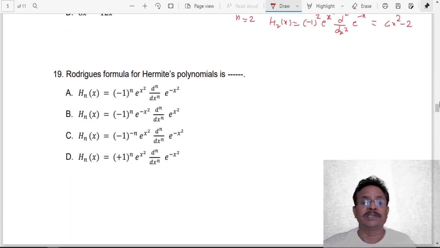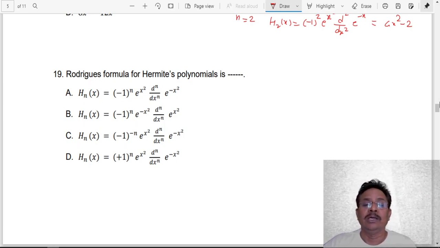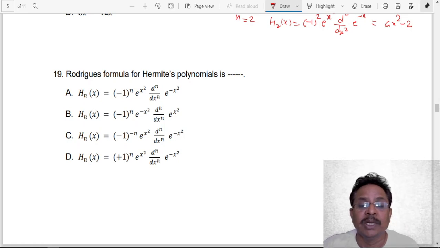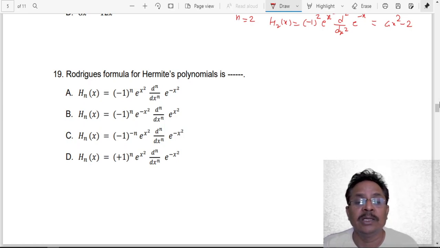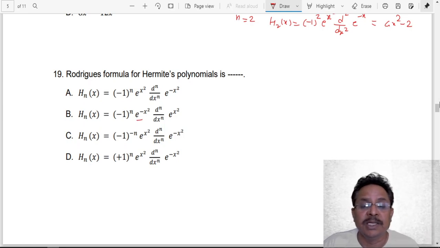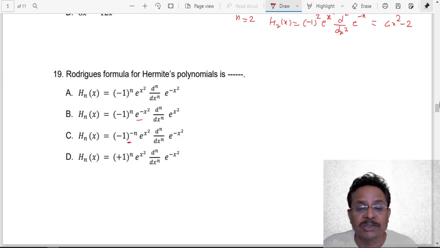Question number 19 is the Rodrigues formula for Hermite polynomials, which we have just now used. So it is Hn of x is equal to minus 1 raised to n into e raised to x square multiplied by d raised to n upon dx raised to n into e raised to minus x square. Out of the options here, this one has minus 1 raised to n, e raised to minus x square. Okay, this is a change in this case. This is e raised to x square into e raised to minus x square. That is correct here, but minus 1 raised to n is there. Here it is plus 1 raised to n.